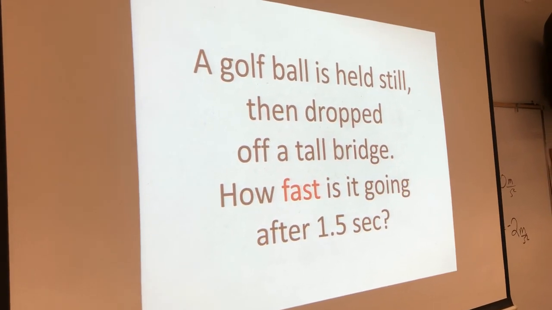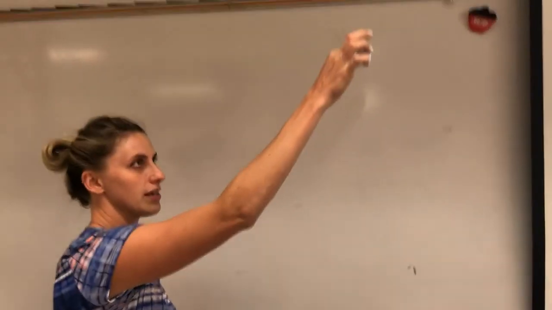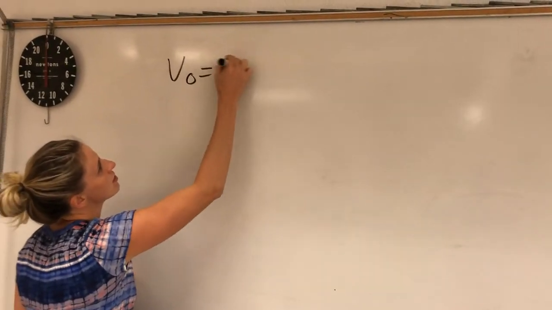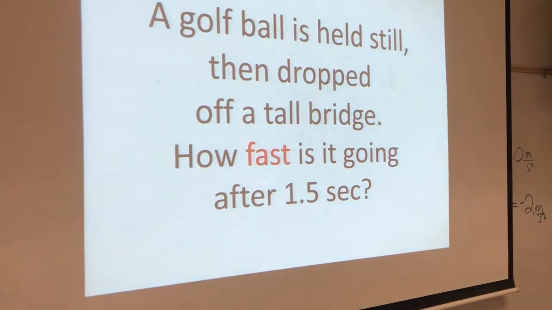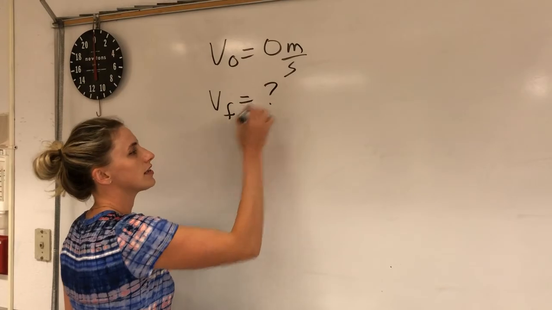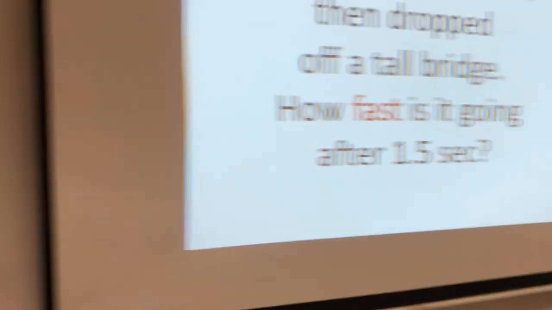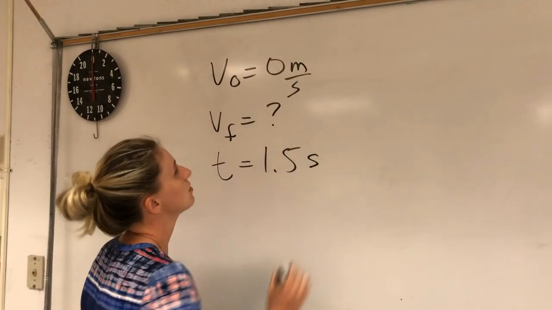Golf ball is held still. What does that mean? Held still. That means the velocity at the beginning is 0. So velocity initial is 0 meters per second. What else? It's dropped off a tall building. How fast is it going? What are they trying to find out? Our final velocity. But we don't know how fast it's going at the very end. How much time do we have? 1.5 seconds. Okay, time is 1.5 seconds.